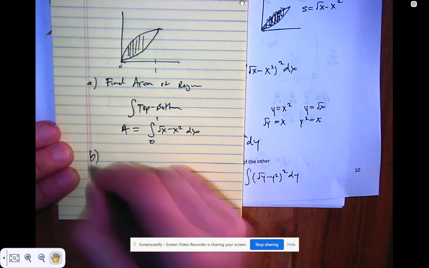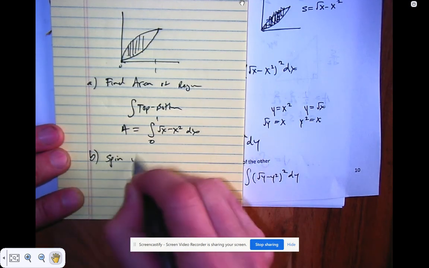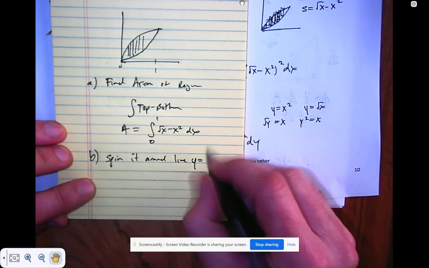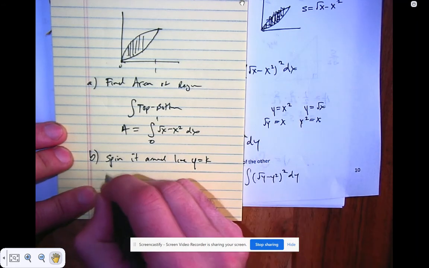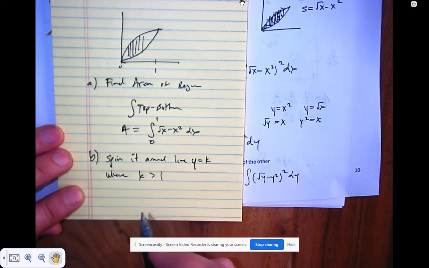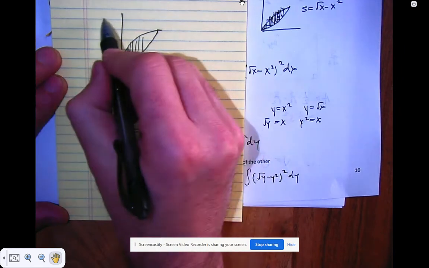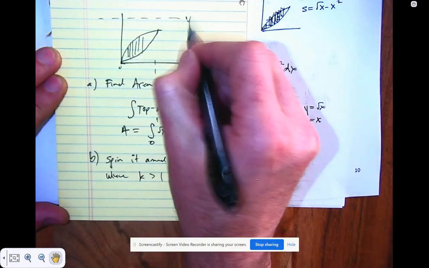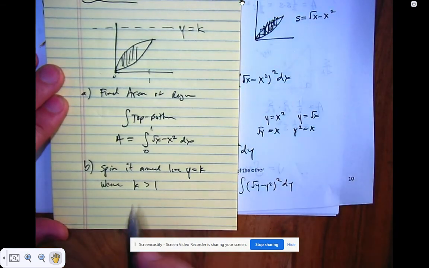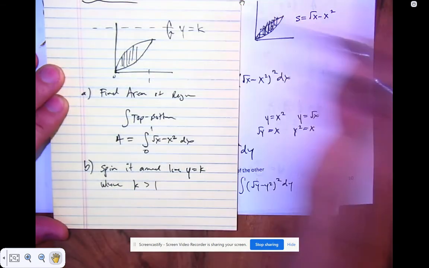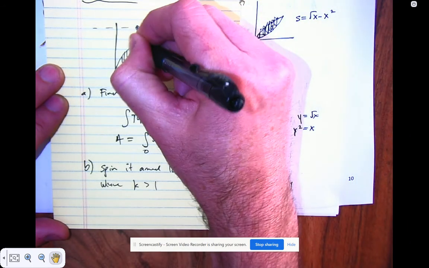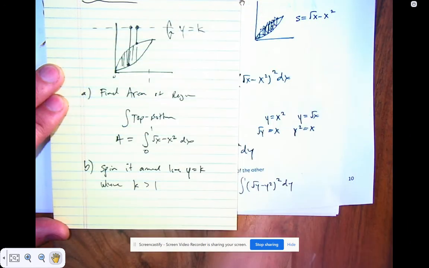Part B, it says spin it around the line y equals k, where k is greater than 1. Okay? So they just told you, hey, you're going to spin it around some line y equals k. And you guys are ready to go. They said spin. You got it. There's your spinny guy. Why do I do the spinny guy? Because the spinny guy tells you start there, go to the region. Start there, go to the region.